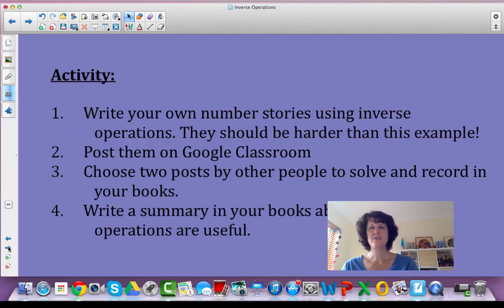Here's an activity for you to go on with now so that you can have a bit of practice of this for yourself. Write your own number stories using inverse operations. They should be harder than this example. Post them on Google Classroom. Choose 2 posts by other people to solve and record in your books. Write a summary in your books about why inverse operations are useful. This will give you a record of some worked examples and some notes that you've made after watching this video.